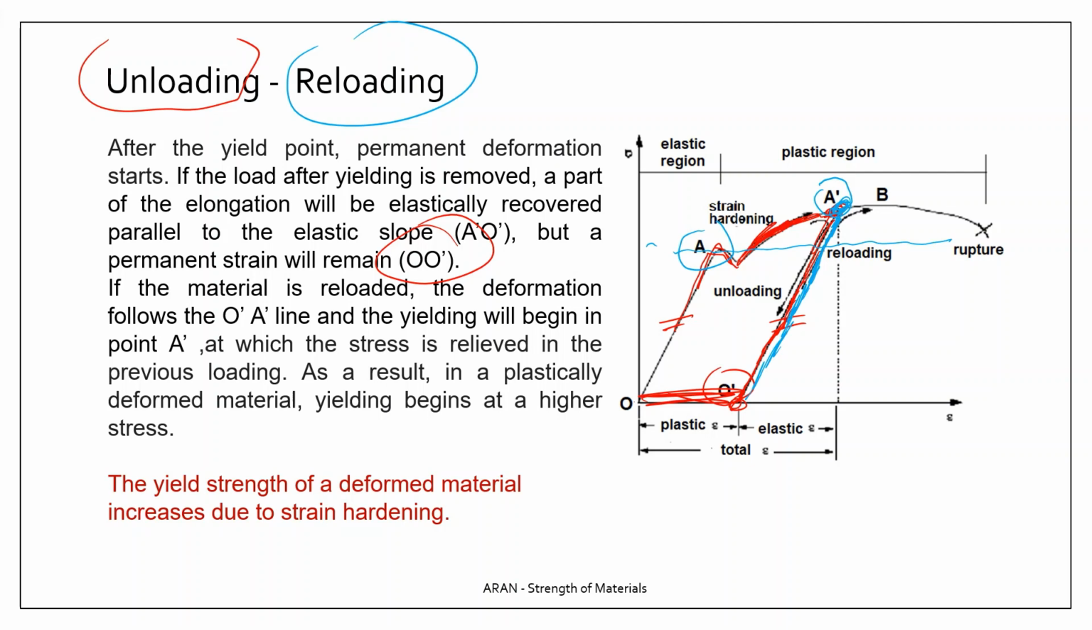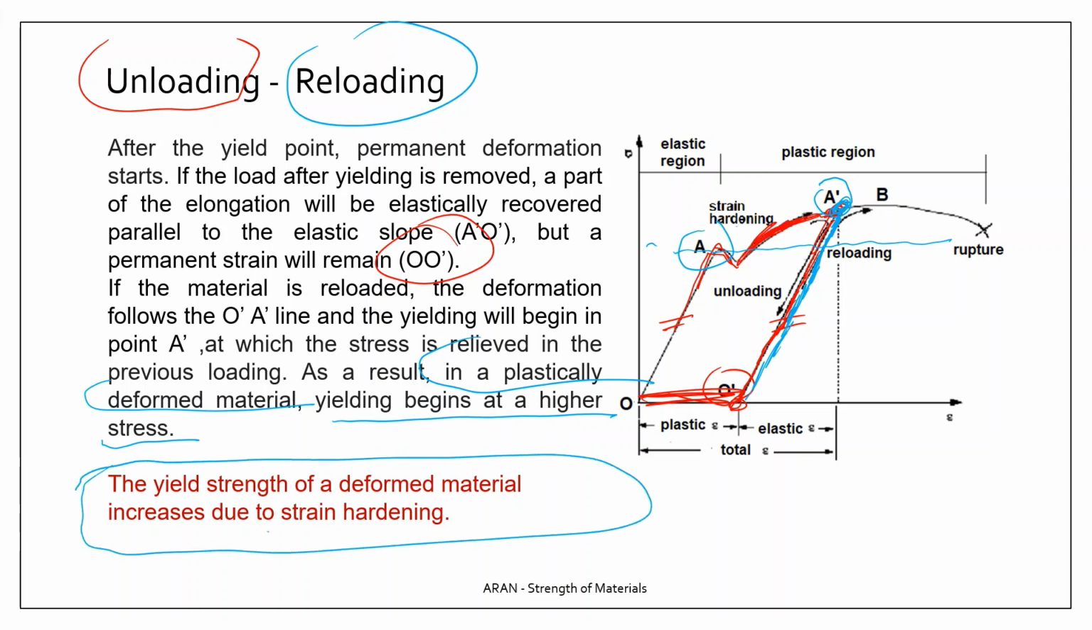As a result, in a plastically deformed material, yielding begins at a higher stress. The yield strength of a deformed material increases due to strain hardening. This is the conclusion we can get.